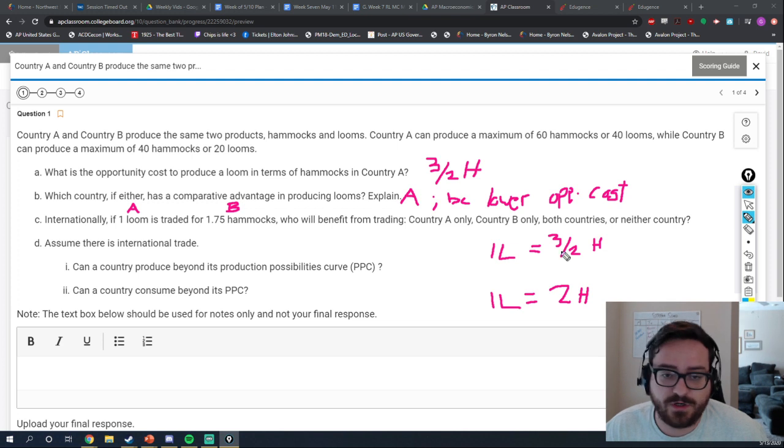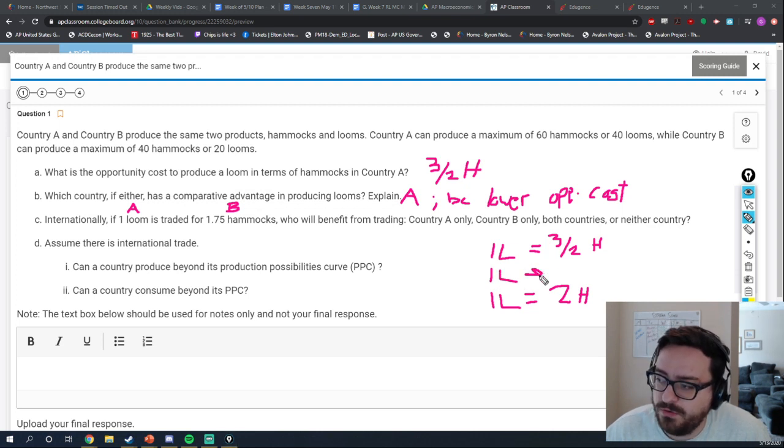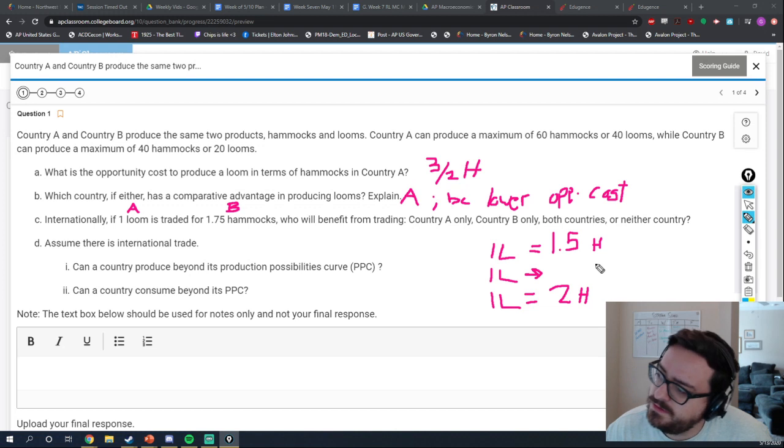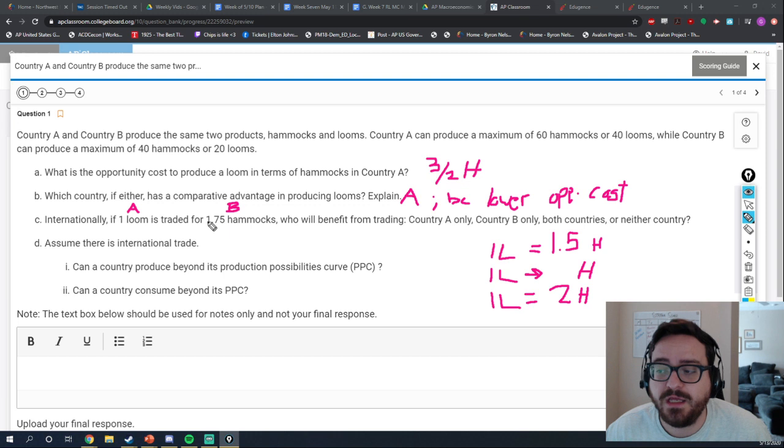So this is my first part of my setup, which is I need to set up my opportunity costs as a range, and then a mutually beneficial term of trade would be one that is in between my opportunity costs. So anything that's between 3/2 and 2, which again, this is just 1.5. It's easier if I write this in decimal form on this question. So anything between 1.5 and 2 will be mutually beneficial, which, hey, it's 1.75, so this is going to be good for both.